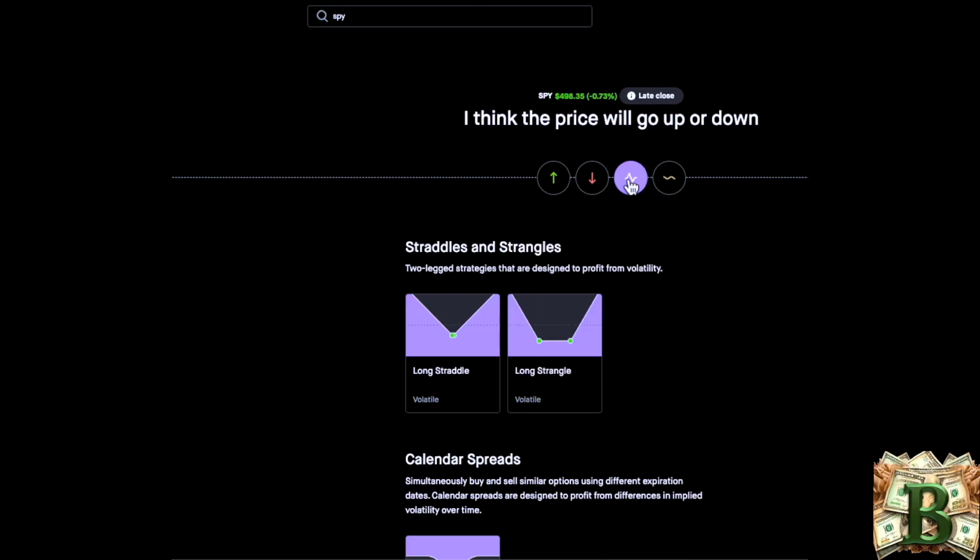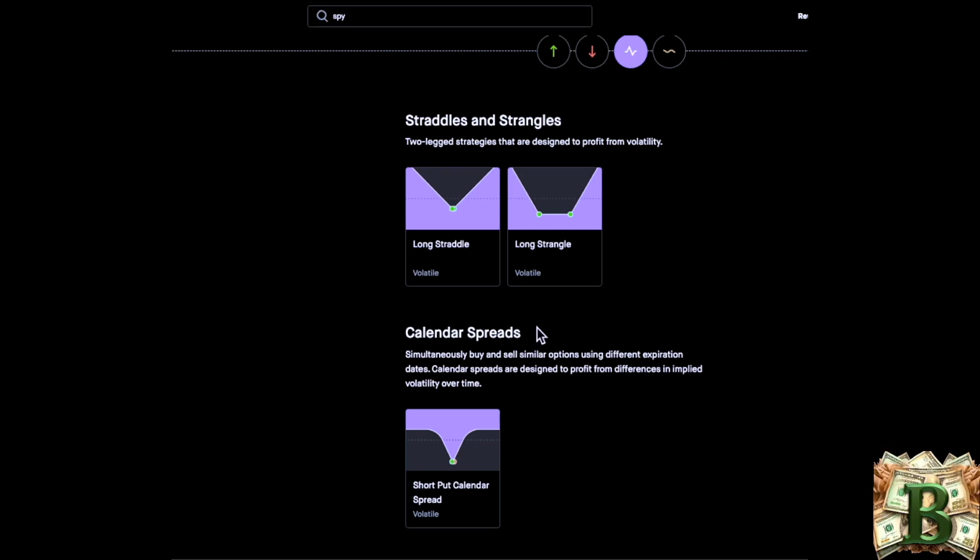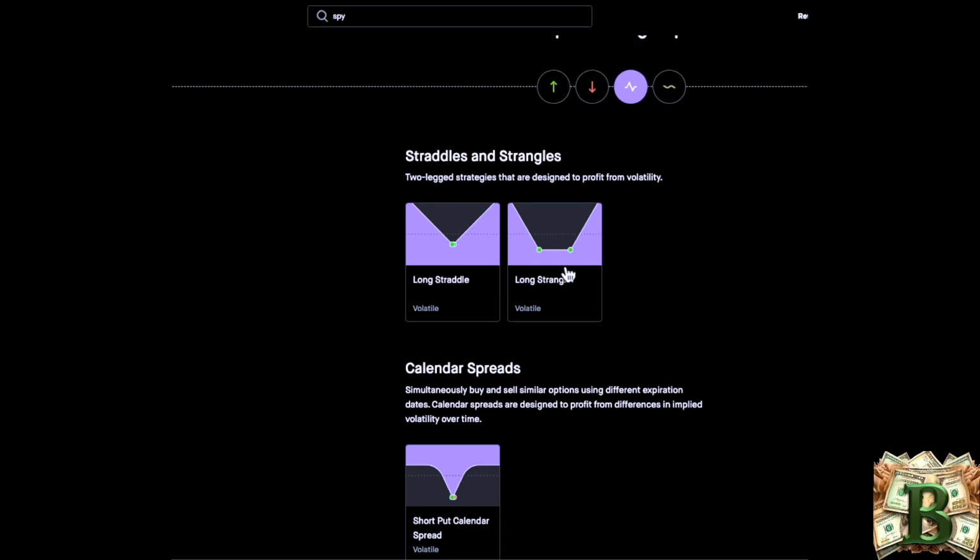If you're not sure whether the price will go up or down, that's going to be called a straddle or a strangle. Personally, I mean, they're good in certain circumstances, but typically I don't like to play those. Maybe during an earnings or something, maybe.